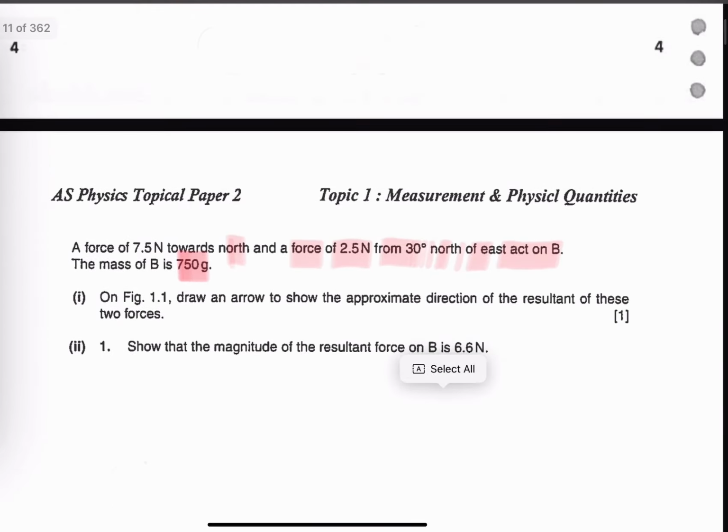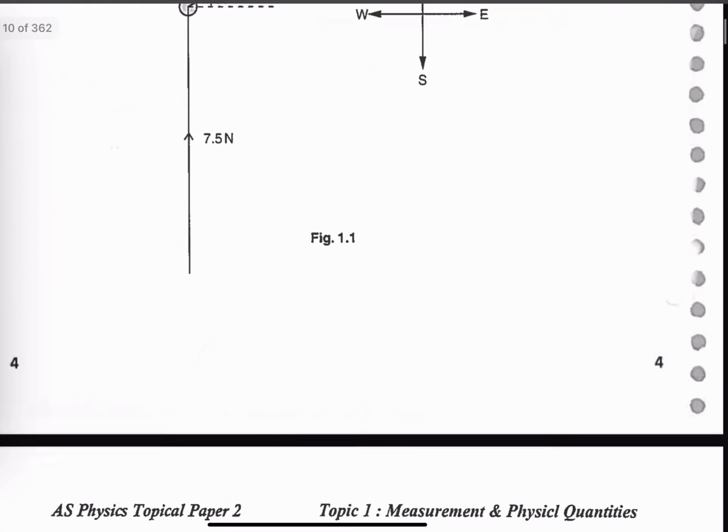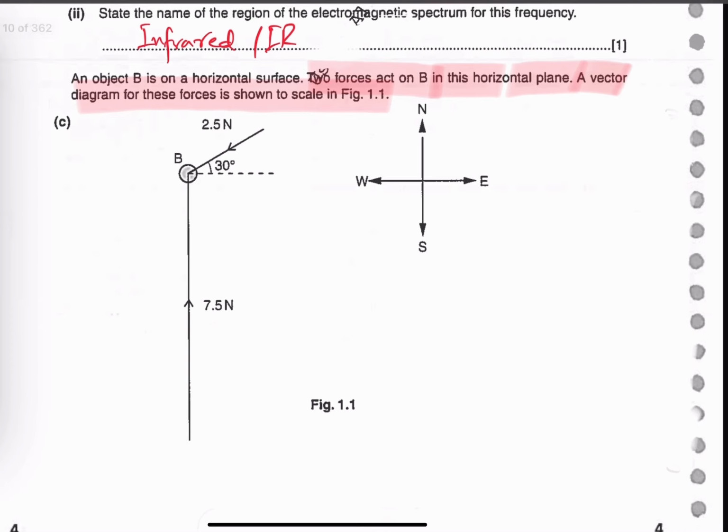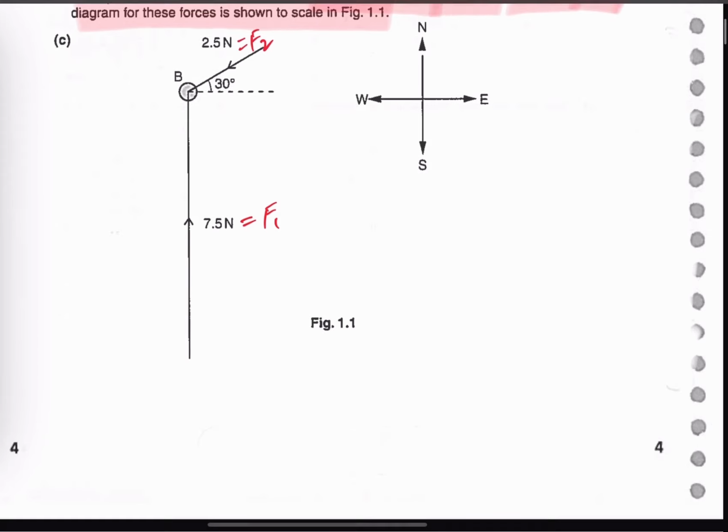Okay, draw an arrow to show the approximate direction of the resultant force of these two forces. So first of all we have to use the head to tail rule. Let's suppose this is F1 and this is F2. As we have to draw the approximate direction, there is no need to measure. First of all, take this force F1 in the north direction. This is 7.5 Newton.